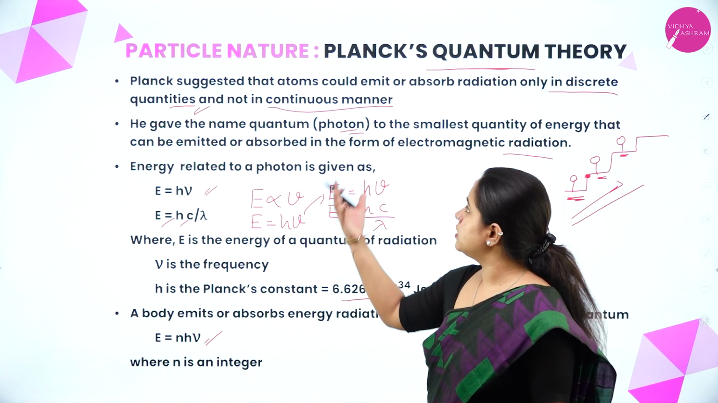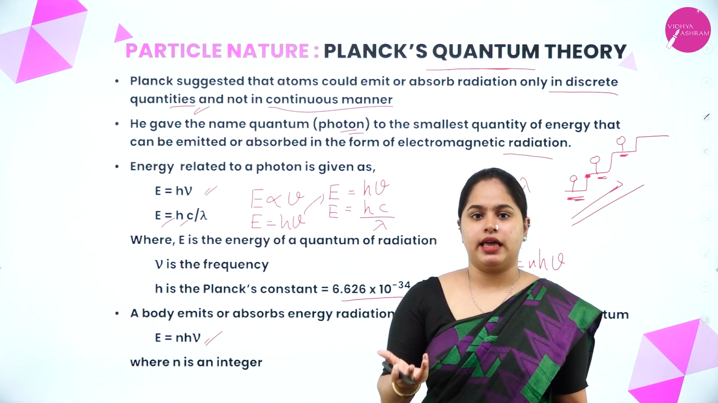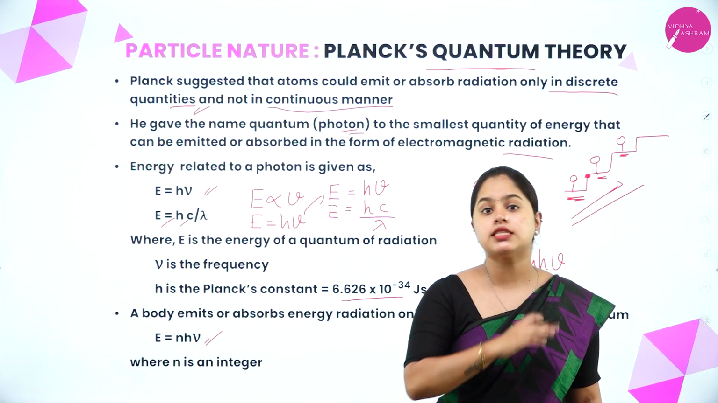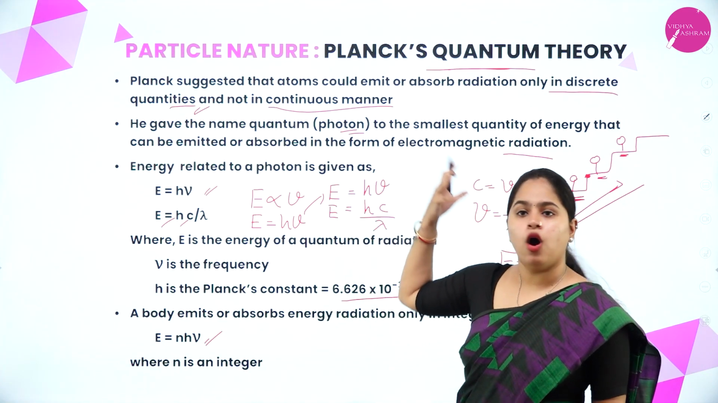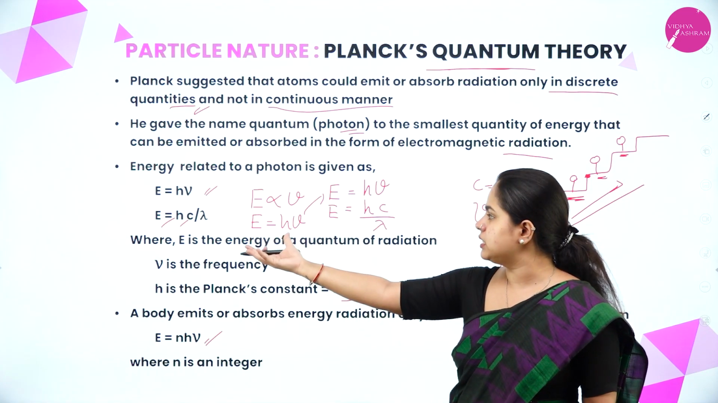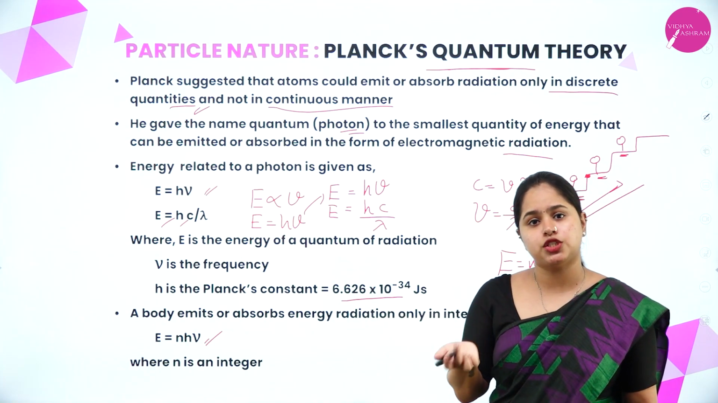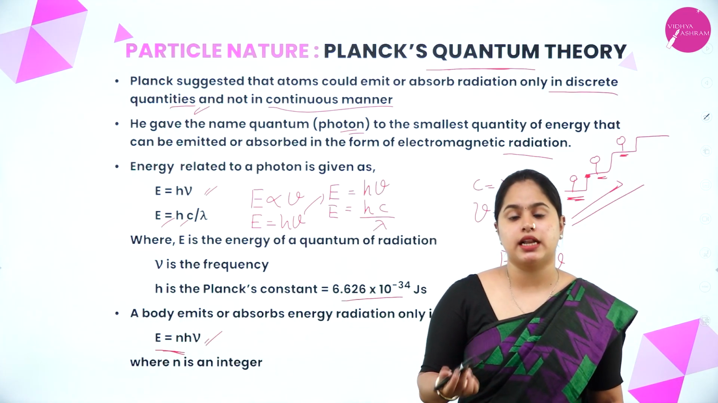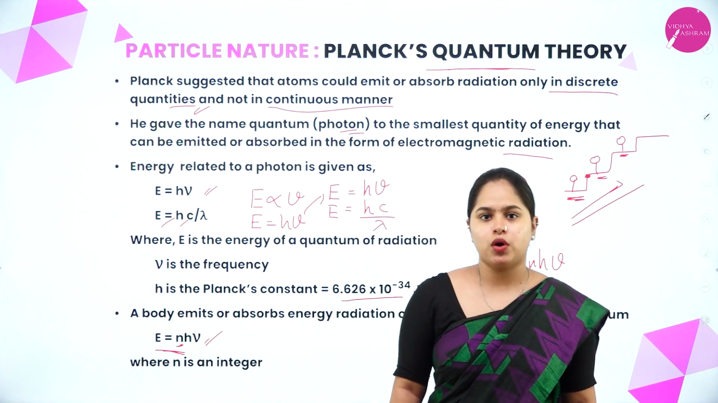Clear? So this is about Planck's quantum theory. He was able to explain that atoms will emit radiations only in discrete quantities and not in a continuous manner. And these discrete quantities were called quanta or photons. And we studied the energy associated with it. E is equal to h nu, right? Which can also be represented as hc by lambda, where h is Planck's constant. And yes, energy will be emitted only in integral multiples of your quanta. That is why an n is also introduced here. So I hope it is clear.